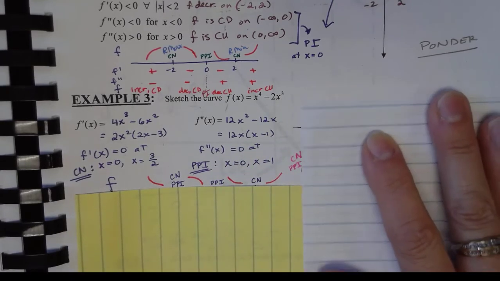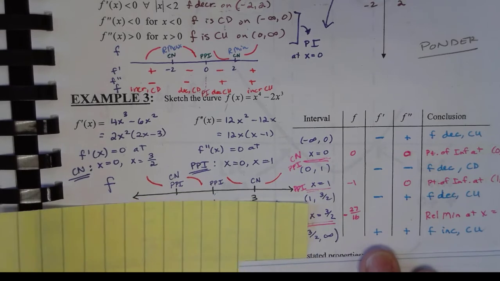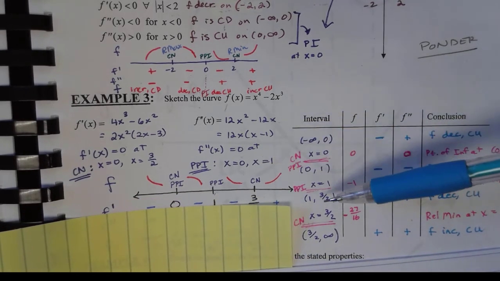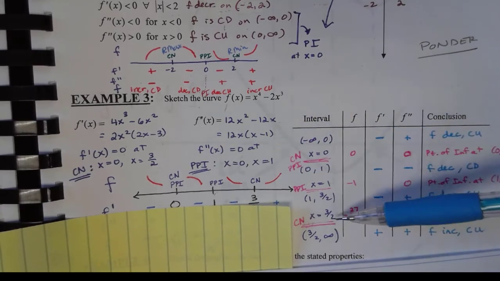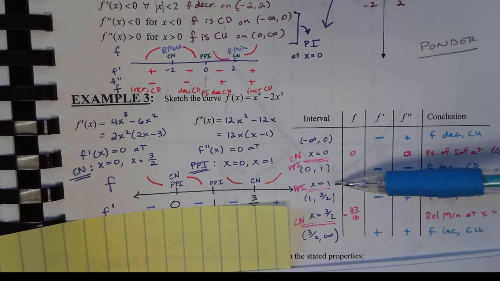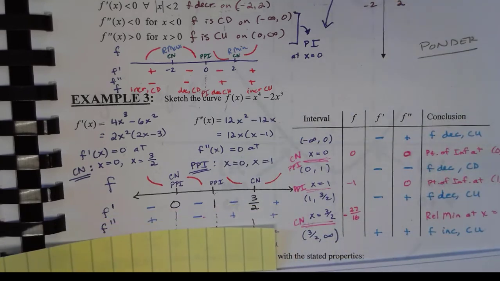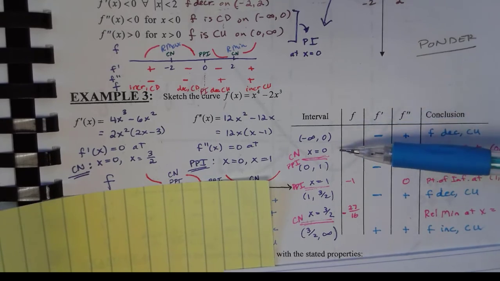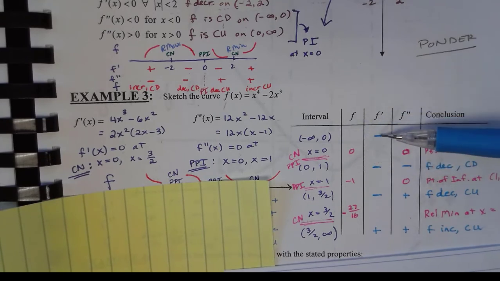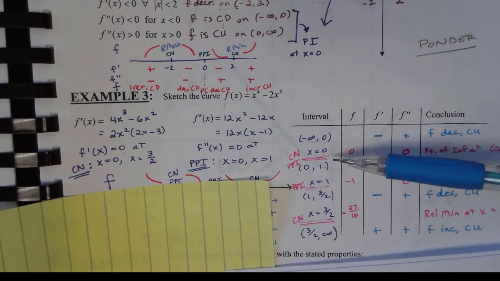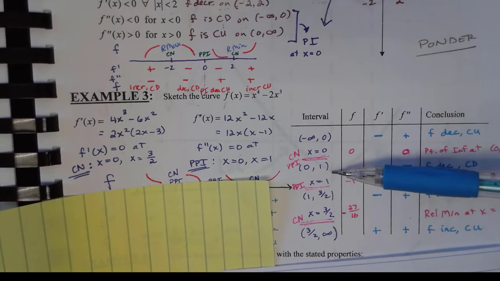And all of those numbers are going to go on our chart. Okay, and you're going to put them in order, 0, 1, and 3/2. This is a critical number, this is a critical number, this is a possible point of inflection. And we're going to do all of the testing in the interval. Okay, so picking a number smaller than 0, try -1, substitute it in your first and second derivative, and we get this result. A number between 0 and 1, how about 1/2?